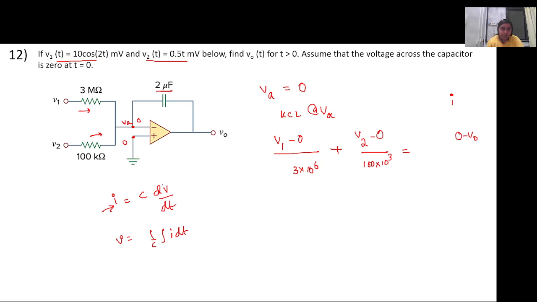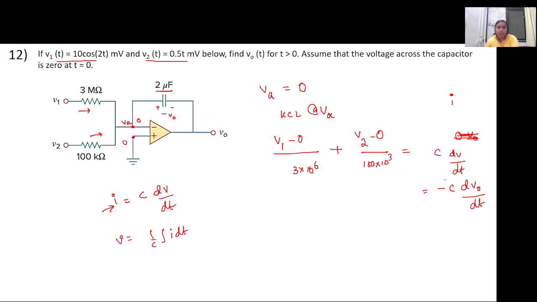Yes, ma'am. So the voltage across this capacitor, if I write this as the positive and this as the negative terminal, is minus V naught, right? So we will write C dV by dt. In this case, since it is minus V naught, it is minus C dV naught by dt. Is this fine?